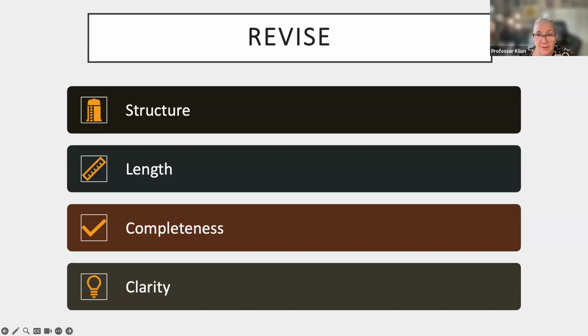And finally, edit for clarity. This means that your memo needs to be ready ahead of time and that you have some time to look at your memo with fresh eyes.